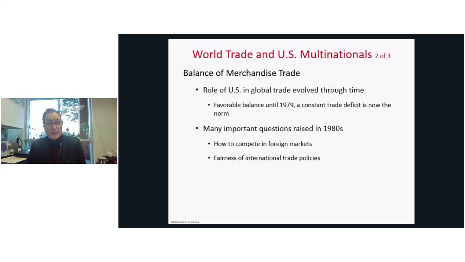In terms of the balance of merchandise trade, the role of the US in global trade evolved through time. It was favourable until 1979, when a constant trade deficit was then the norm. Many important questions were raised in the 1980s. How do American firms compete in foreign markets? And what is the fairness of international trade policies?